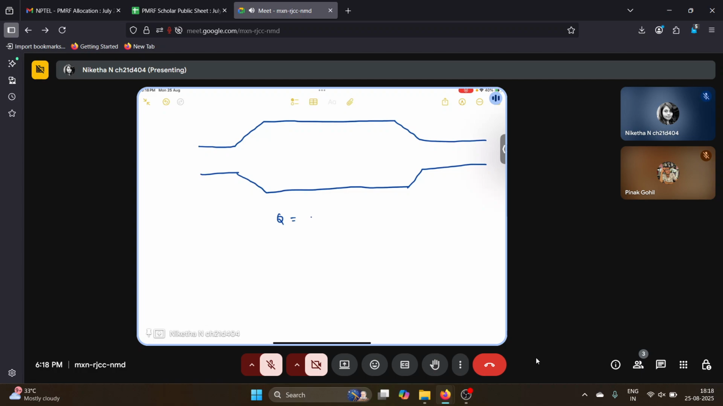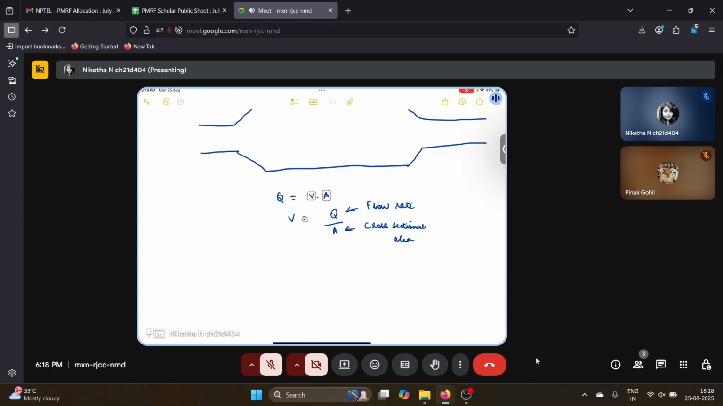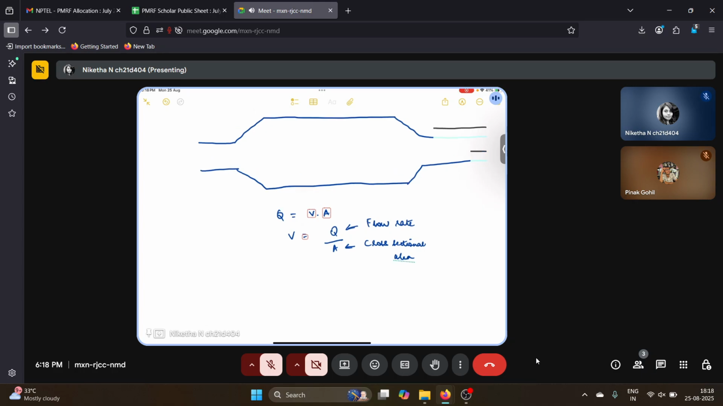So Q equals velocity into area. So that means velocity is flow rate divided by area. So Q is the flow rate here, and A is the cross sectional area. So when you increase the cross sectional area, since velocity and cross sectional area are inversely proportional, when we increase the area, the velocity will reduce.